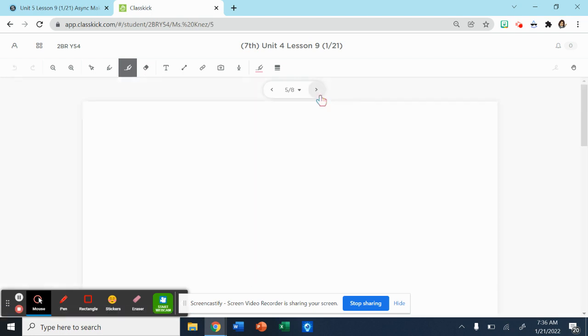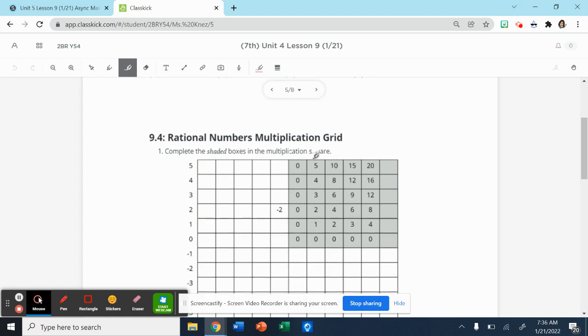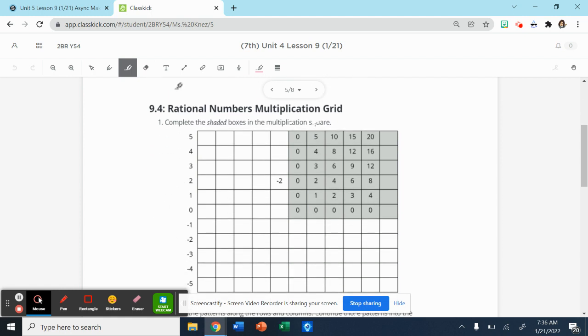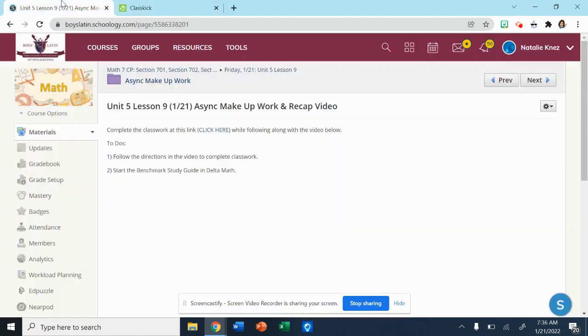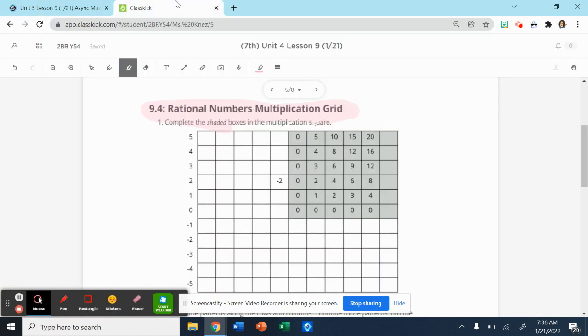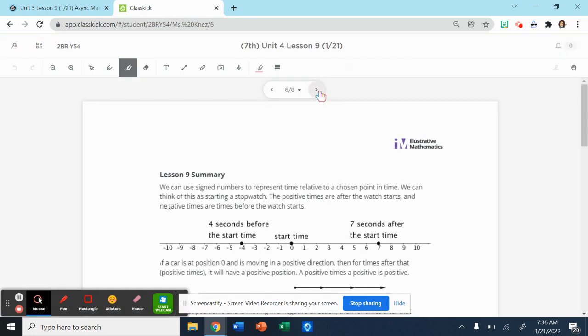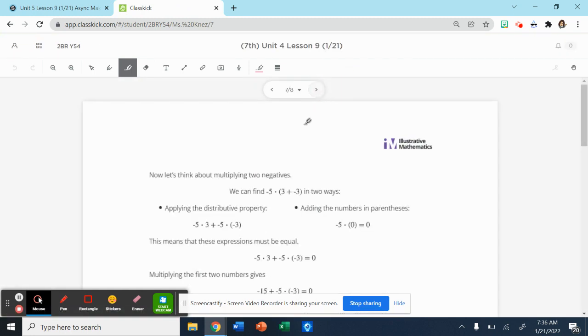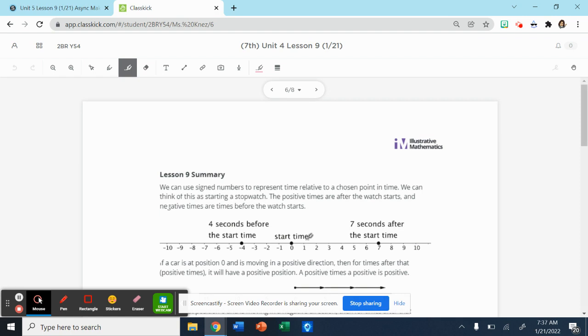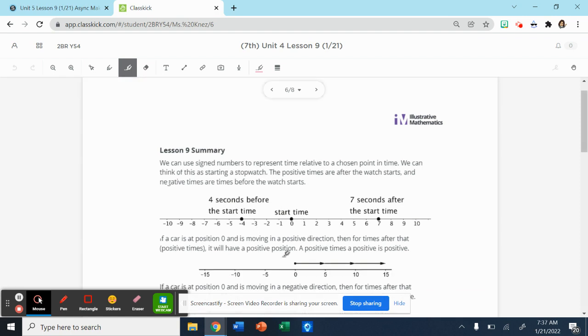All right, so you should have given question 5 and 6 a try. The next thing that you can do is you can practice 9.4, which is the rational numbers multiplication grid. This question is optional, but I'll post the answer key here in the main folder. On slide 6 and 7, you'll see a summary of today's lesson that I recommend you review. The last thing we did in class today was work on our study guide for the benchmark test, and you can find that in Delta Math.